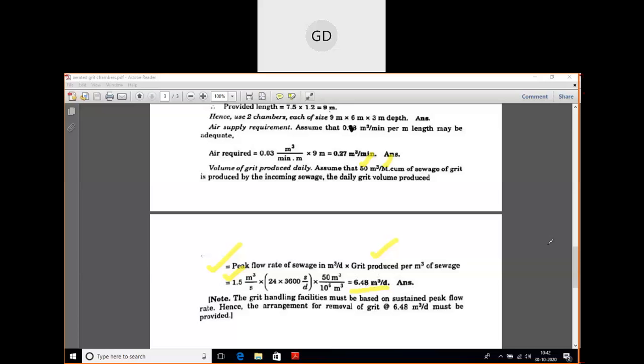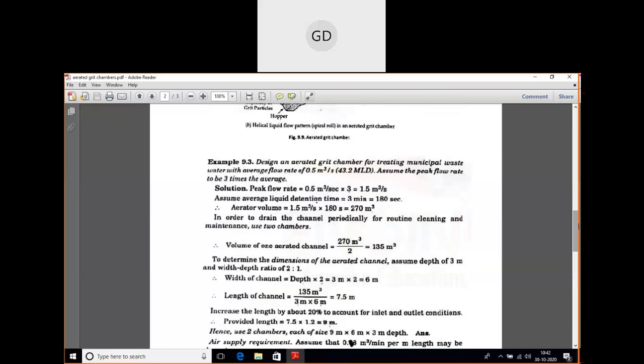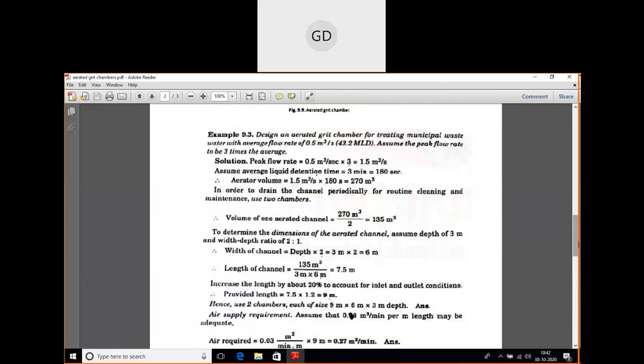Okay, so this is about your aerated grit chamber numerical. A little bit confusing, because you are doing it for the first time. But if you go through the same numerical 3-4 times, then you will understand it slowly.